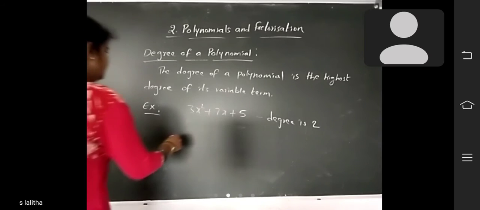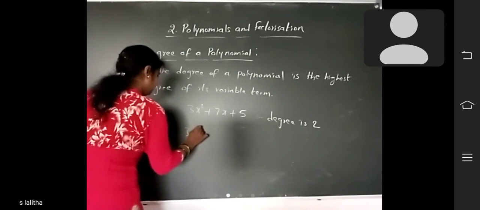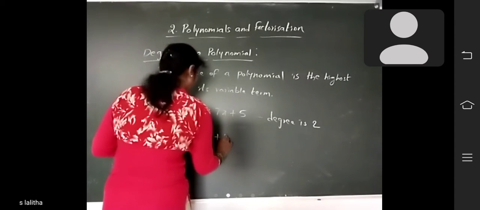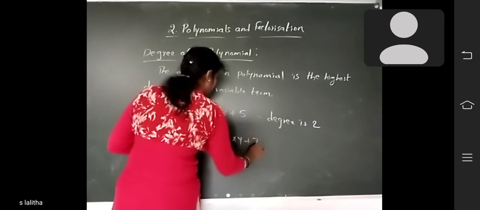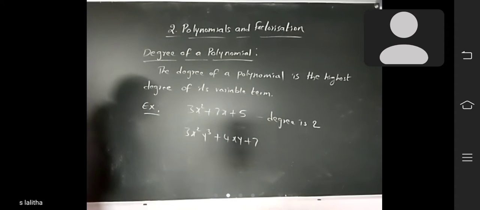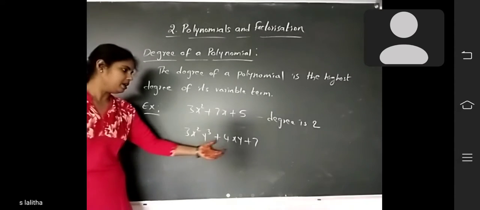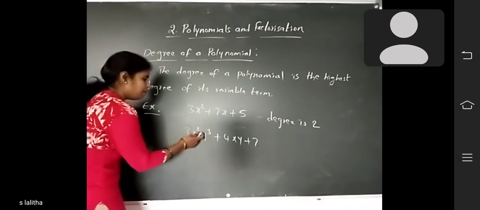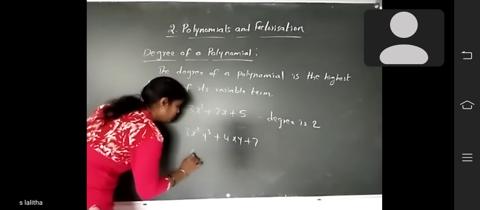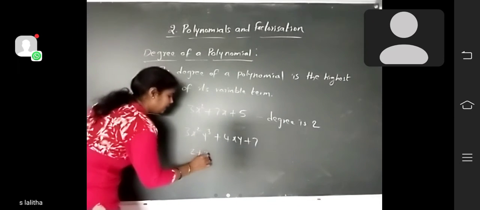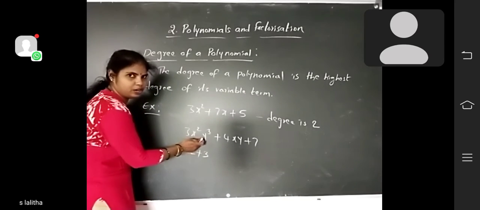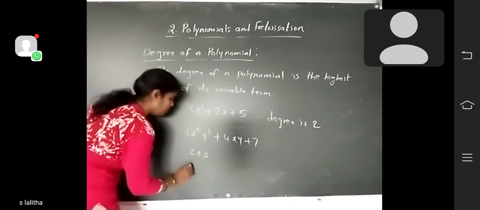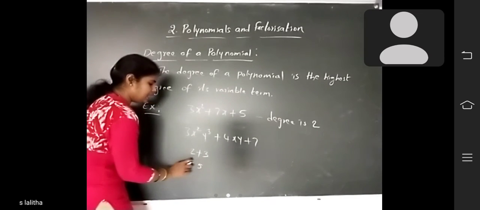Suppose there is 3x square y cube plus 4xy plus 7. Like this polynomial is there. Here two variables are there. How can you do, children? See here. Here power of x is 2 and power of y is 3. Both are multiplication only, x and y, so you have to add the powers. 2 plus 3, how much? 5. So this term's degree is 5.